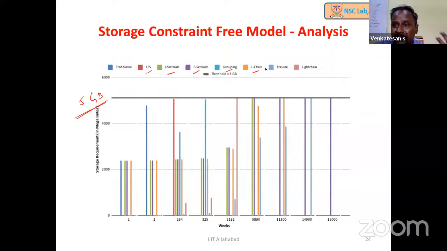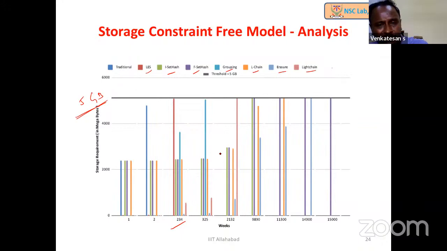This Lite chain is the one which I was talking about. This Lite chain uses the skip graph, and this erasure code is another one, where some kind of accumulator is used, and it ensures the availability always. So these are the weeks: first week, second week, 2, 3, 4, like that. In case of the traditional one, if we store the blocks, after 2 weeks, the device will not have storage to accommodate the blocks. In the light Ethereum subprotocol, after 234 weeks, it cannot store the blocks. So it will get exhausted.